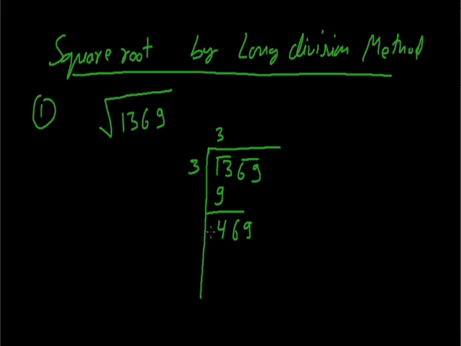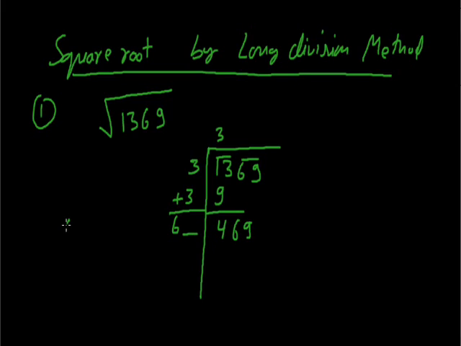Now we copy the quotient, that is 3, and add it to the divisor, that is 3. 3 plus 3, adding these two, we get 6, and leave a blank after 6. Now in this blank we put a number in such a way that the product is equal to 469.